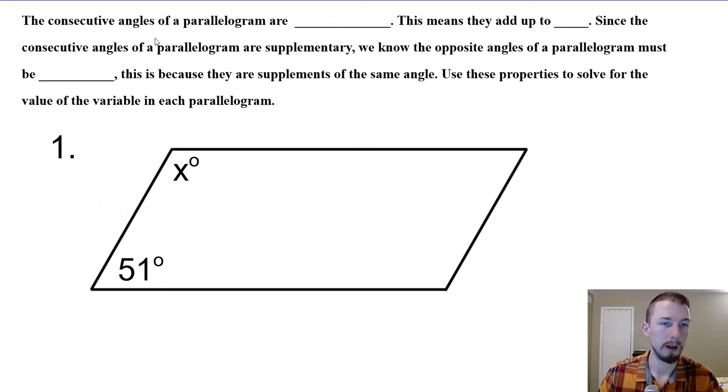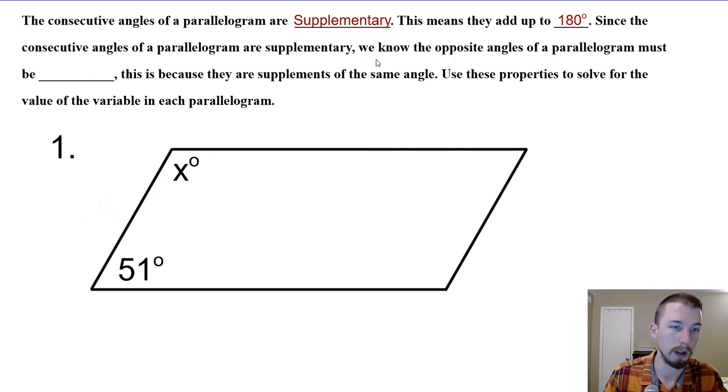Consecutive angles of parallelograms. So we're kind of filling in notes on the top here and then using those notes for that section, just so you can remember these properties as best we can. So the first one we're going to use is the consecutive angles, just like we have here on number 1, of a parallelogram are going to be supplementary. This means that they add up to 180 degrees, and that's because they're same side interior angles, by the way. Then since the consecutive angles of a parallelogram are supplementary, we know the opposite angles of the parallelogram must be congruent. That would be like this angle over here would be the same as this angle over here because they're supplements of the same angle.